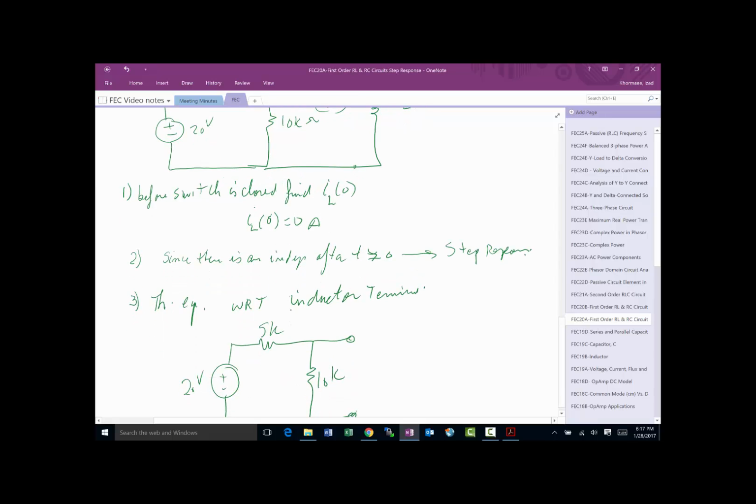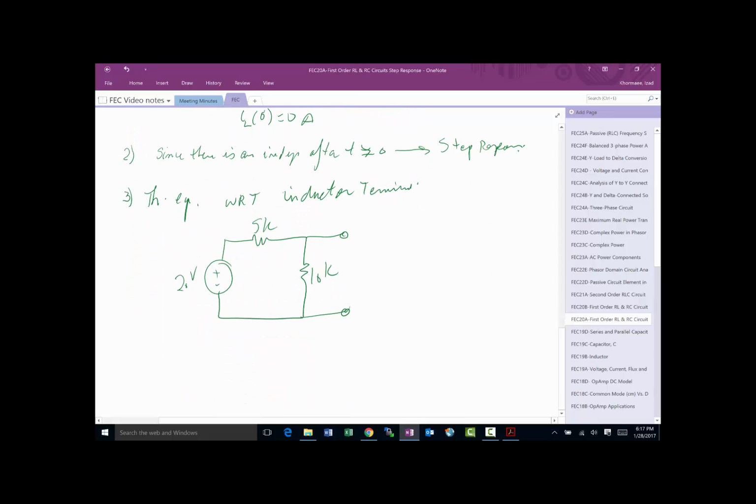5K. This is a rather simple circuit, so I can take the shortcut for our Thevenin and just deactivate the 20 volt source. If I deactivate the 20 volt, I'm going to have the 5K and 10K in parallel, so that's all I have to do. 5 in parallel with 10 is 3.3 kilo ohms. Great.